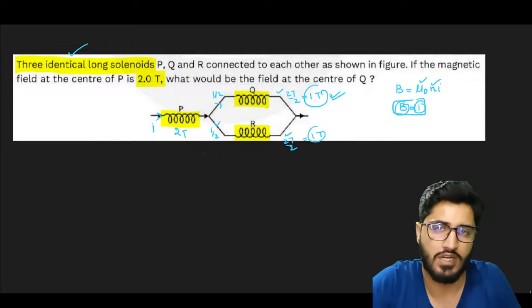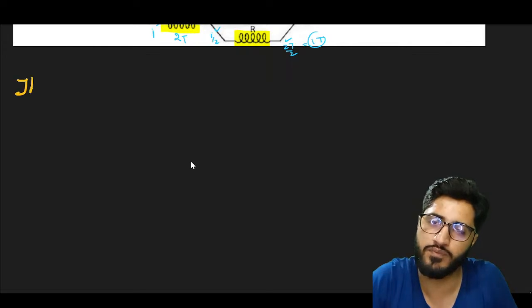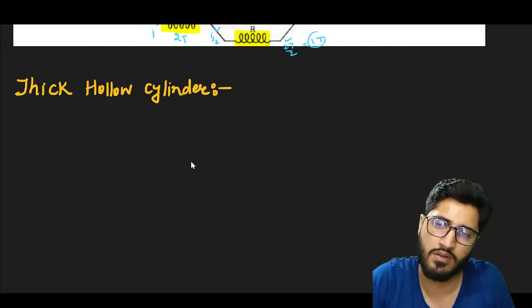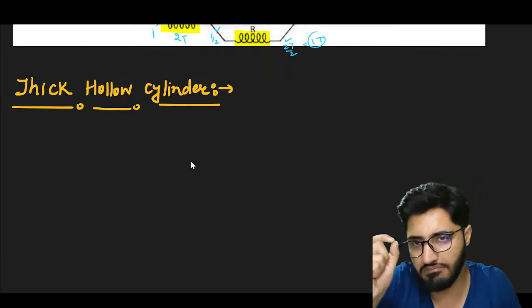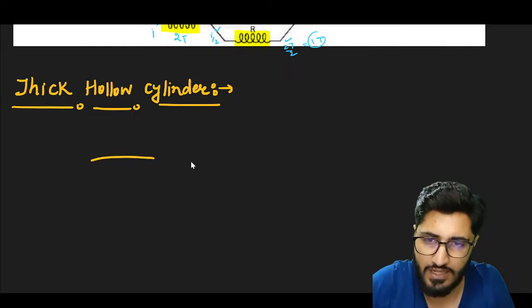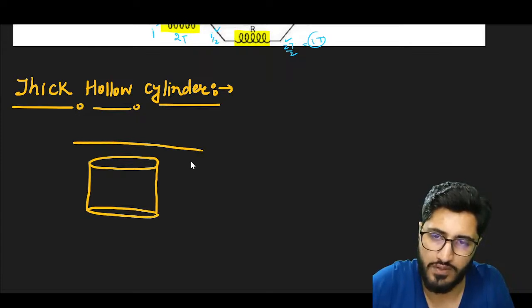Okay, so let's talk about one more property, that is the thick hollow cylinder. Thick hollow cylinder means the thickness is more. Suppose we have an inner one, the inner one is like this, and this one represents the outer one.